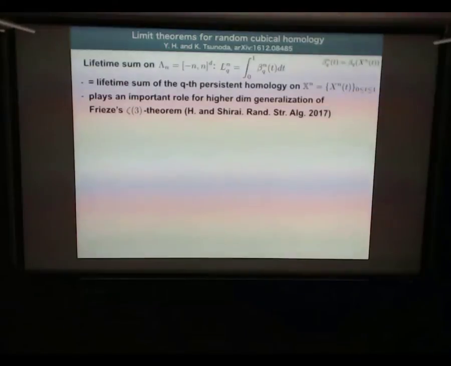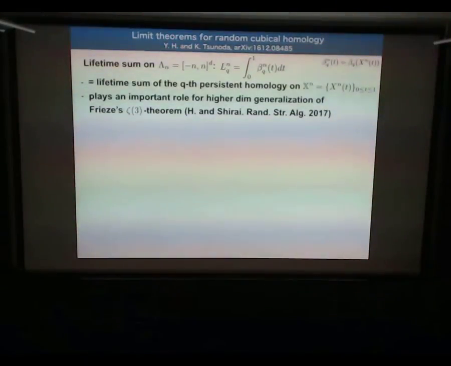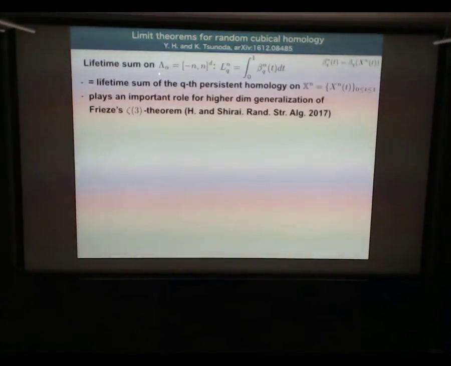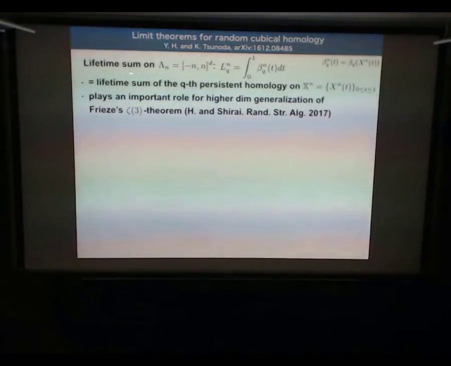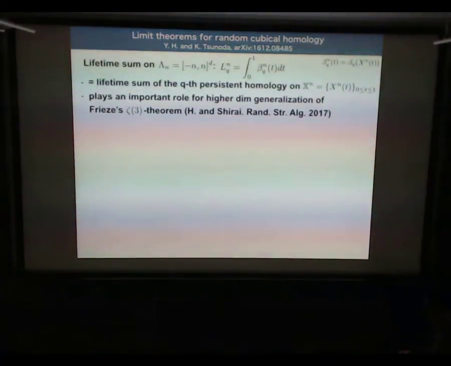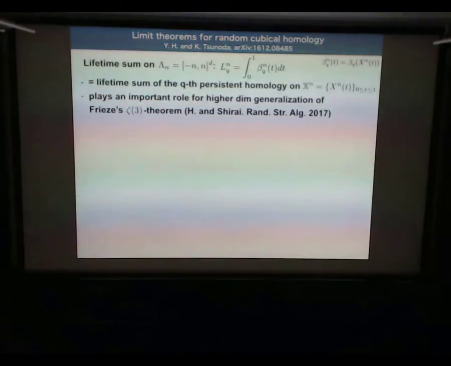And let me now move on to the concept of the lifetime sum. The lifetime sum on the window lambda n is defined by the integral of the restricted patch number over the time from 0 to 1. This is the definition. And this is actually the same as the lifetime sum of the two-dimensional persistent homology on our filtration. And it plays an important role in the higher dimensional generalization of the so-called Frieze's zeta function theorem.